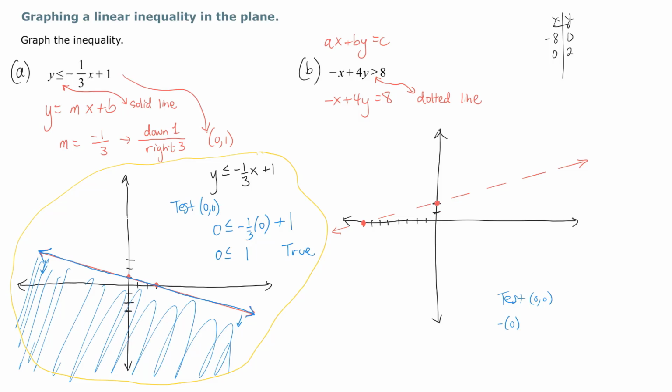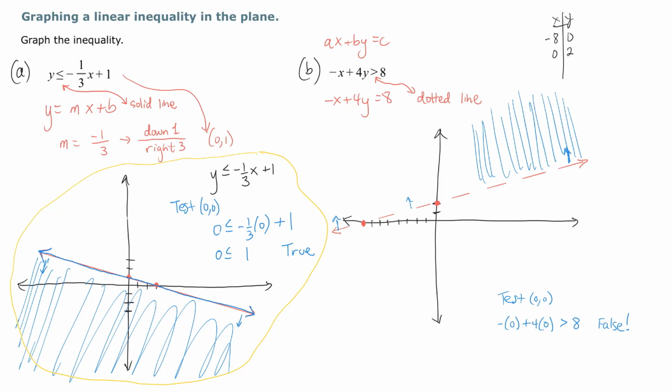negative 0 plus 4 times 0 is greater than 8. True or false? Well, that's bogus. 0 is definitely not greater than 8. So this time, we do not shade the false side. In other words, the true side is actually above the line. We cannot shade the 0, 0 side. Now keep in mind you are just going to shade above the line. This time, because the line is dotted, we don't shade the line at all. In other words, that y-intercept is not a solution.